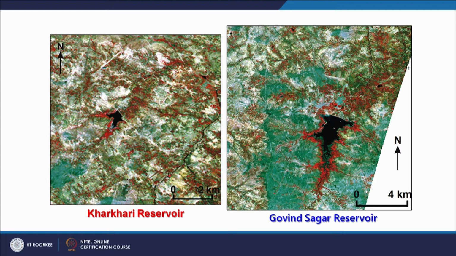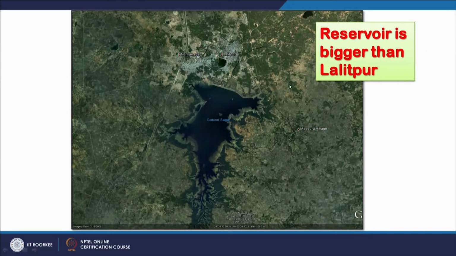Again, one more reservoir here, which is Gobind Sagar Reservoir. And what is interesting here is the size of this place, Lalitpur, which is incidentally my hometown, and the size of the reservoir. This was constructed about 50 years back or maybe more. At that time, the water supply to this small town was 24 hours. But as the town grew, the requirement of water increased, but the size of the reservoir has not increased, and therefore water supply reduced to roughly 2 hours per day.